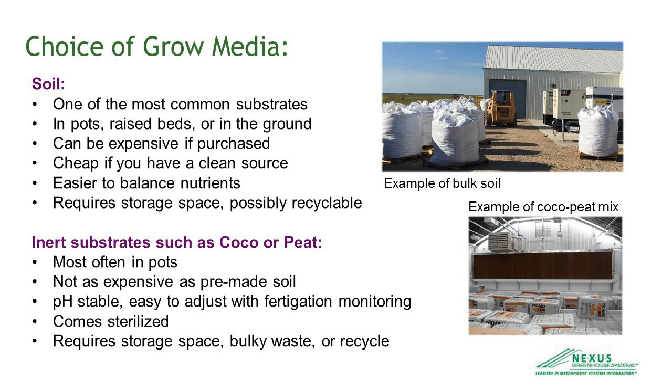The next option for most growers is inert substrates, such as coco or peat. These are very common because they're readily available for large-scale producers. Most often this is in pots. It's not as expensive as the high-end pre-made soils, but it's not as cheap as making your own soil. Typically speaking, it's pH stable. It's adjusted for its EC as well, its salt content, and it's easy to fertigate and monitor.